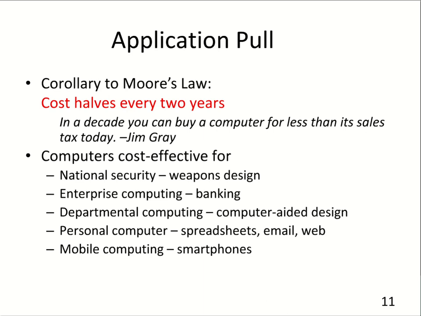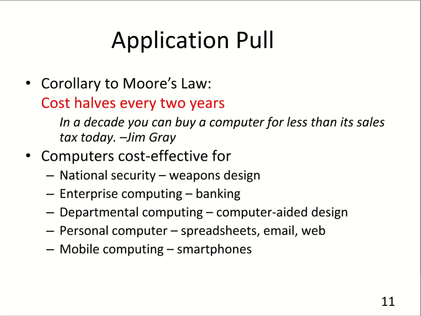So for example, initially in the 1950s, or going back all the way to the 1940s and World War II, computers were only cost effective for applications like national security. So essentially, if you were a wealthy first world nation, you could afford a computer, and that was it. As we went into the 50s and the 60s, it became possible for large businesses, enterprises, to afford computers for purposes like banking and payroll processing. As we got into the 70s and 80s, it became departmental. You could have a mini computer that you could share with the 20 people in your department for various tasks, including things like computer-aided design.